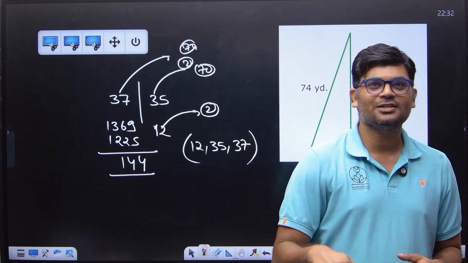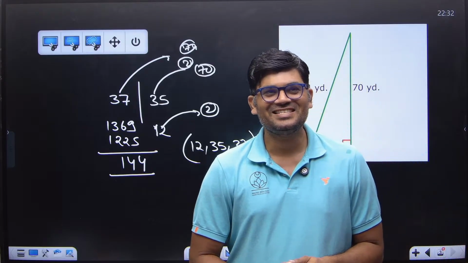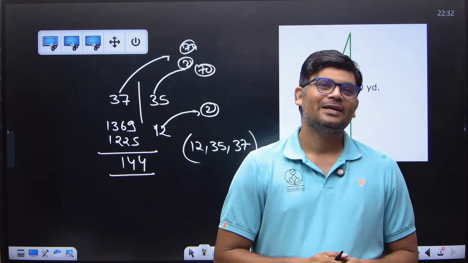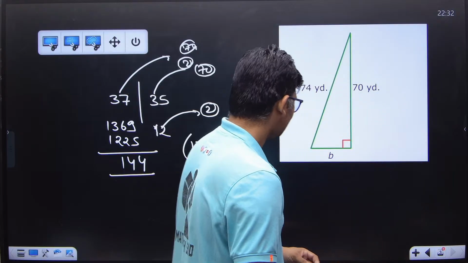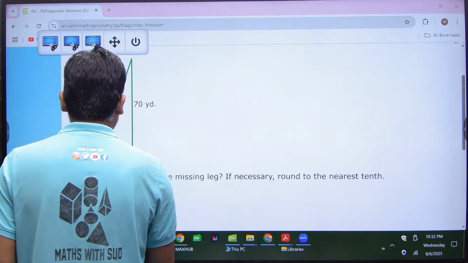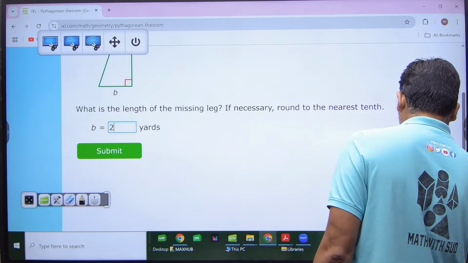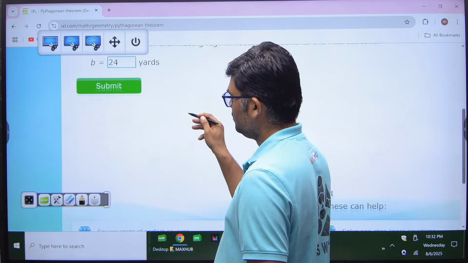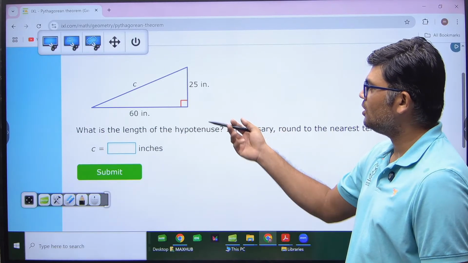So I have also learned this today with you. Okay. So it is 12, 35 and 37. Okay. So the answer to this one will be 24. Are you getting it now? Yeah. We don't need to do the squares of the bigger number. We can do the squares of the smaller number as well.